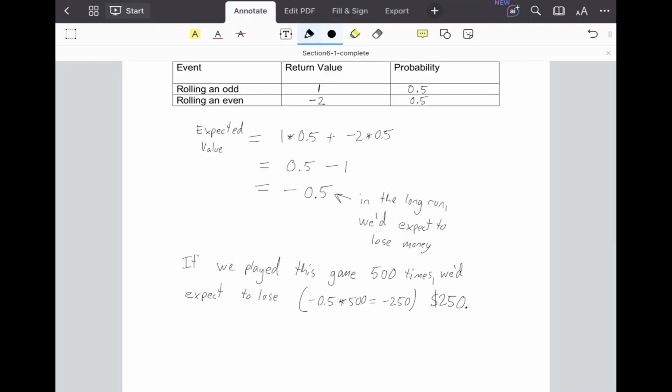So we can use that expected value to make predictions of things in the long run. It gives, of course, an approximate value, and with random chance, it won't always be exactly that value, but it will get close to that value.